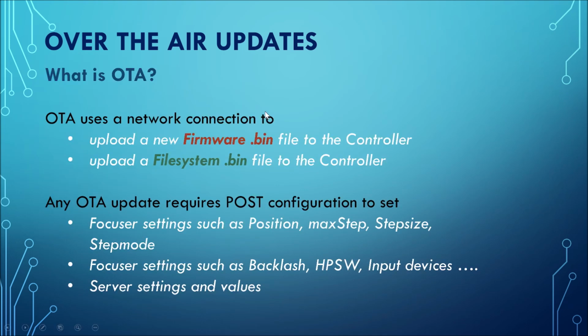OTA uses a network connection to upload a new firmware file and a new file system file to the controller, and they have to be in binary format, hence the extension .bin. After uploading those to the controller, you then have to do a post configuration to actually set the focuser back to what your particular settings are. This is what we have at present. In a future release, I intend to overhaul the update side, so you won't have to do any post configuration at all.